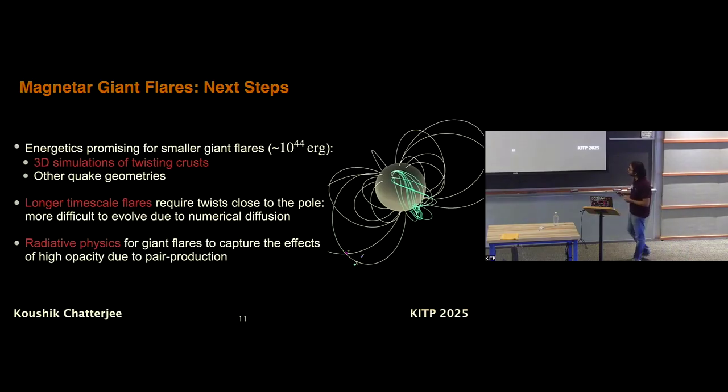Another thing to try out would be other geometries, possibly twisting field lines closer to the polar region so that we get longer timescale flares, and also bring in radiative physics. Because of the magnetic fields involved, the opacities that will be created on reconnection would basically produce optically thick gas coming back to the inner magnetosphere and going out as well. So you need optically thick treatments over there.